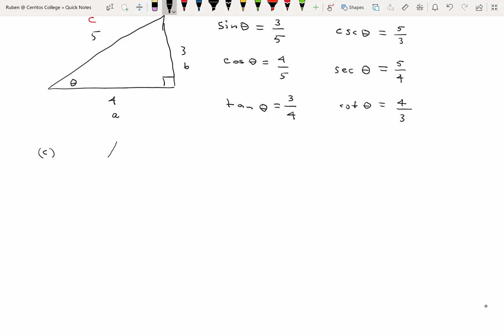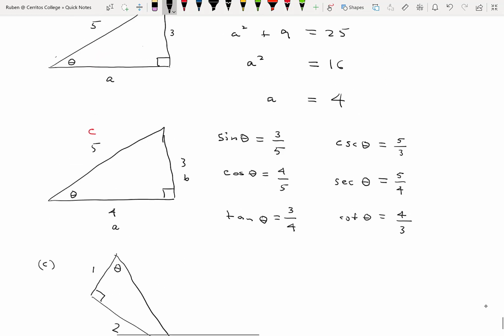So here's our next right triangle, and I'm drawing it really off kilter on purpose. Suppose this is side of length 1, here's the right angle, this is 2, and our angle theta is located up here. And I want the values of the six trig functions again.